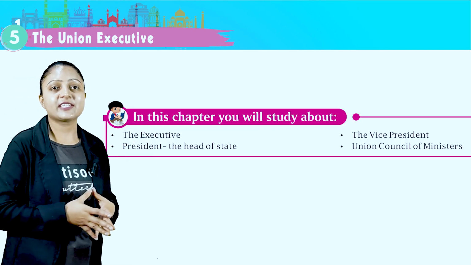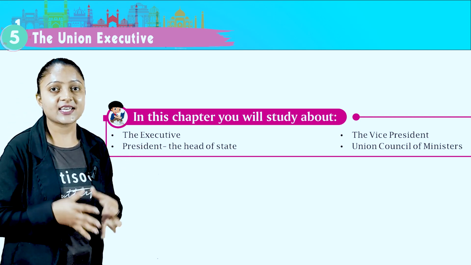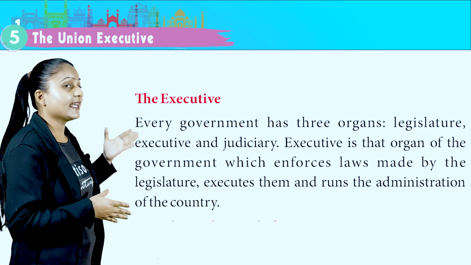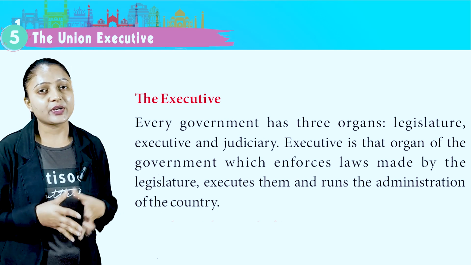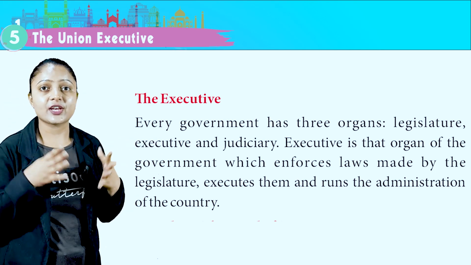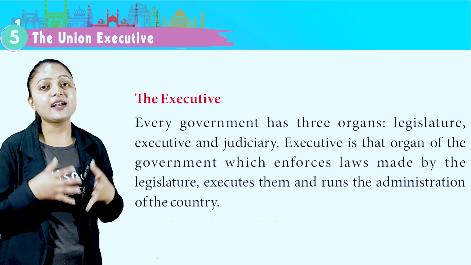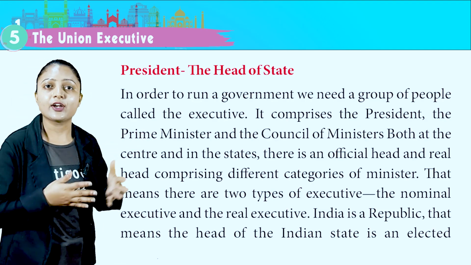In this chapter you will study about the executive, president, the head of the state, vice president, Union Council of Ministers, the executive. Every government has three organs: legislature, executive and judiciary. Executive is that organ of the government which enforces laws made by the legislature, executes them and runs the administration of the country. President, the head of the state.